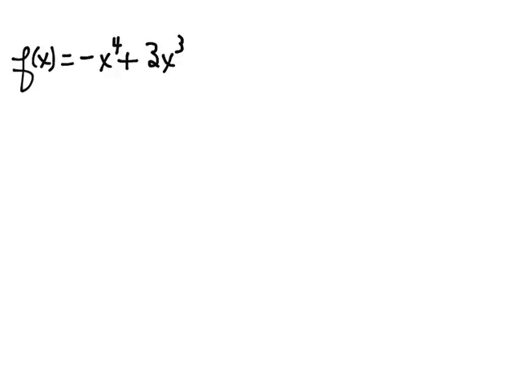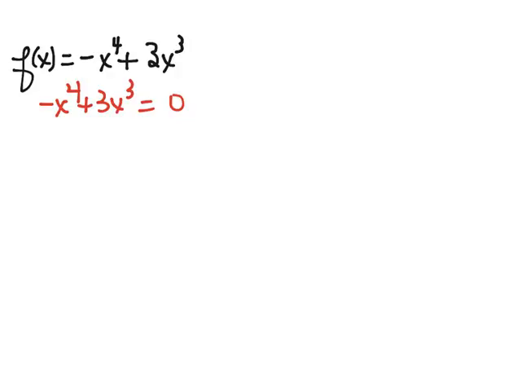We want to make a quick sketch of the function f of x equals negative x to the fourth plus 3x cubed. And we want to do this without the aid of a calculator. So let's first of all find the zeros. We find zeros by taking our function and setting it equal to 0.